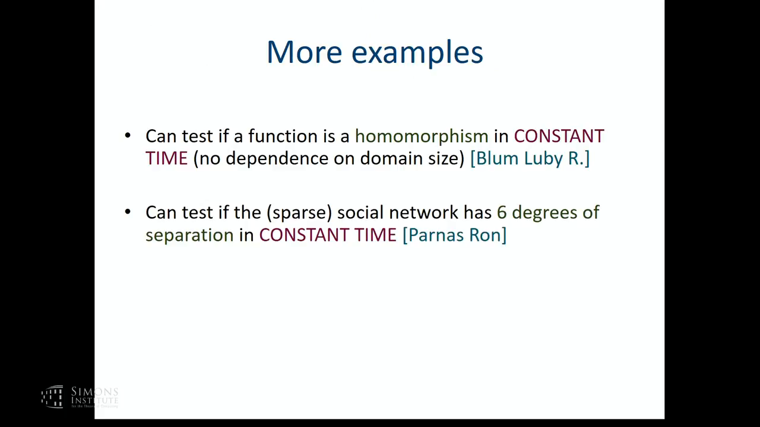And that's the idea. So you'd like to test if a function is a homomorphism, or what we call a linear function, that f of x plus y is equal to f of x plus f of y for all x and y. You can test that in constant time independent of the size of the domain. Meaning that you can separate programs that satisfy this homomorphism property for all x, y from programs that are not close to any function that is a homomorphism on more than 1 minus epsilon fraction of the inputs.